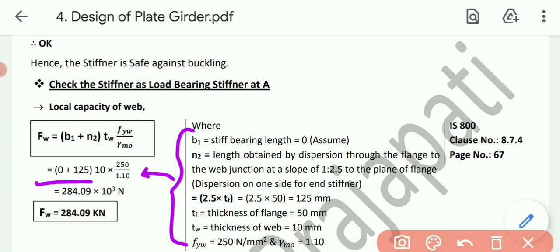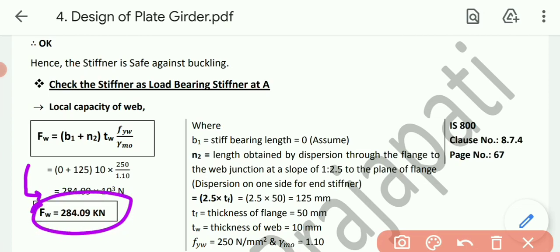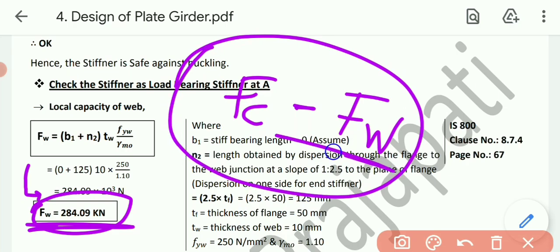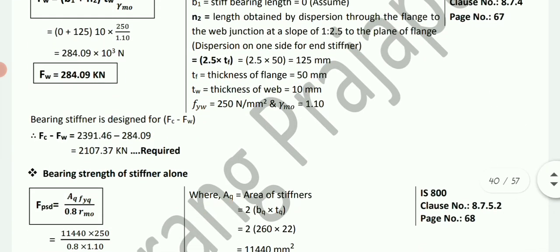Now let's put down all these values in this formula. So 0 plus 125, TW that is 10, FYW 250, and gamma m0 1.10. By simplifying the term, we will get the answer 284.09 into 10 to the power 3 Newton. Let's convert it into kilonewton. Means web can easily resist this much force, and our requirement was FC. So the stiffener which we have designed should carry the force FC minus FW. Why are we deducting FW? That indicates the local capacity, means web is capable of carrying this much force. So we need to design a stiffener which can resist FC minus FW force. So for that we need to calculate.